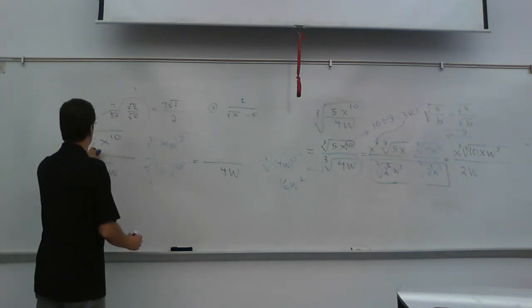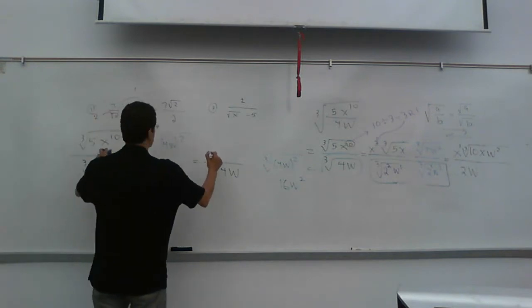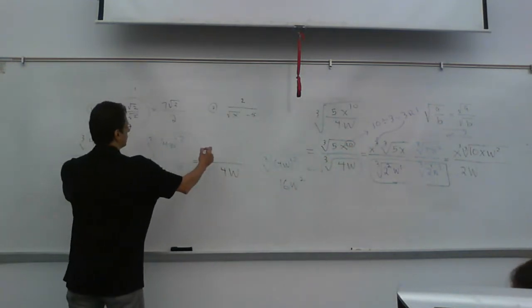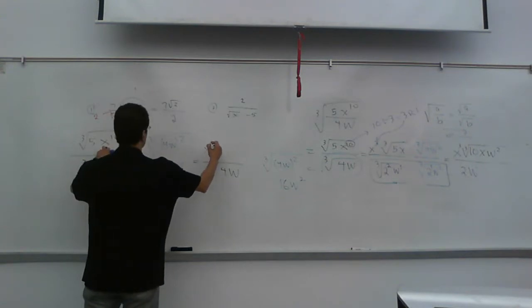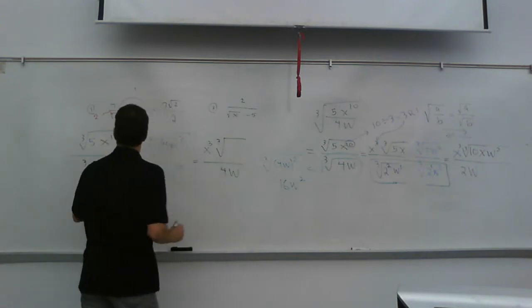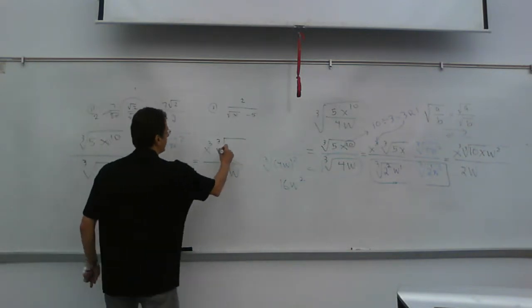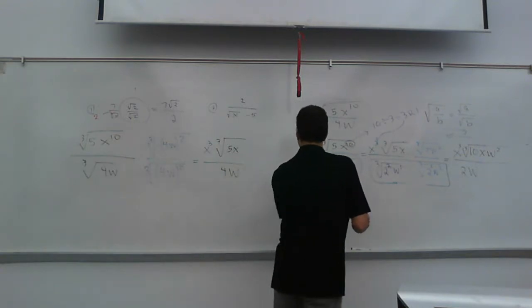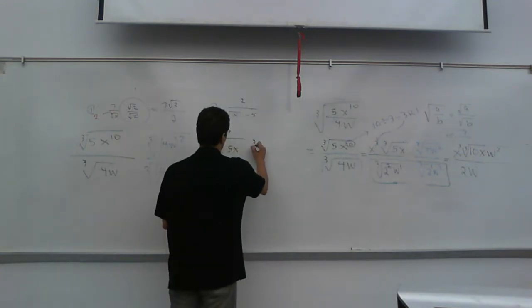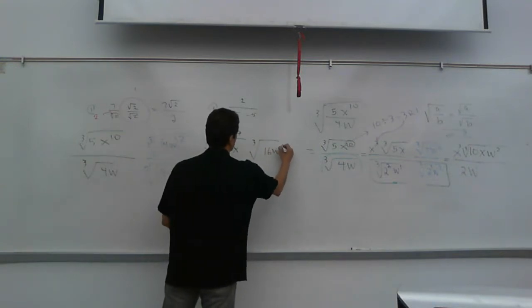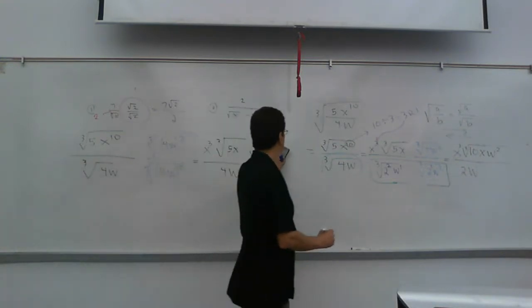We ended up with what? X cubed, right? Do you remember that? This one is x cubed, cube root of 5x. Do you remember that? Yes. Okay. Times what? Cube root of 16 W squared. Do you see that one?